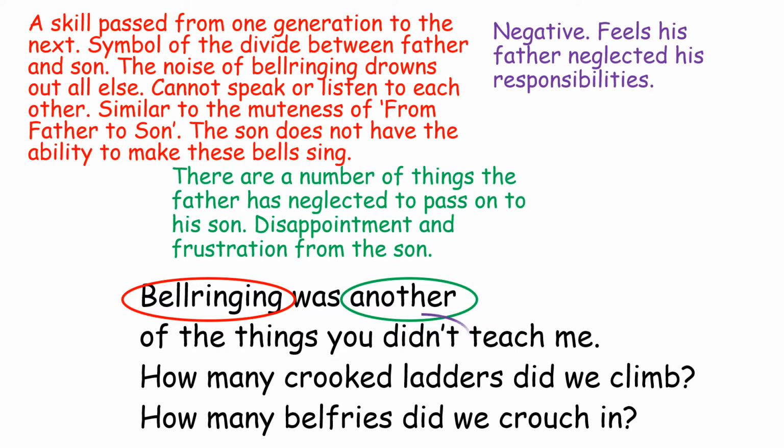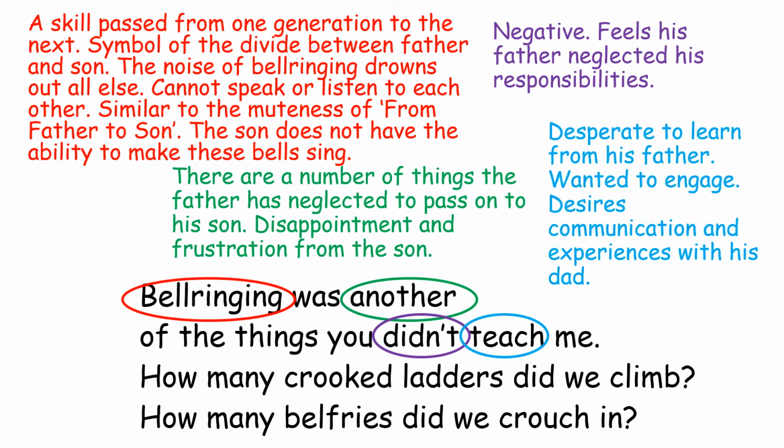We then have the fairly negative term of the things you didn't teach me. There's a sense here that the poet feels his father has been neglecting his responsibilities. This poem identifies all of the things that the father did not do.